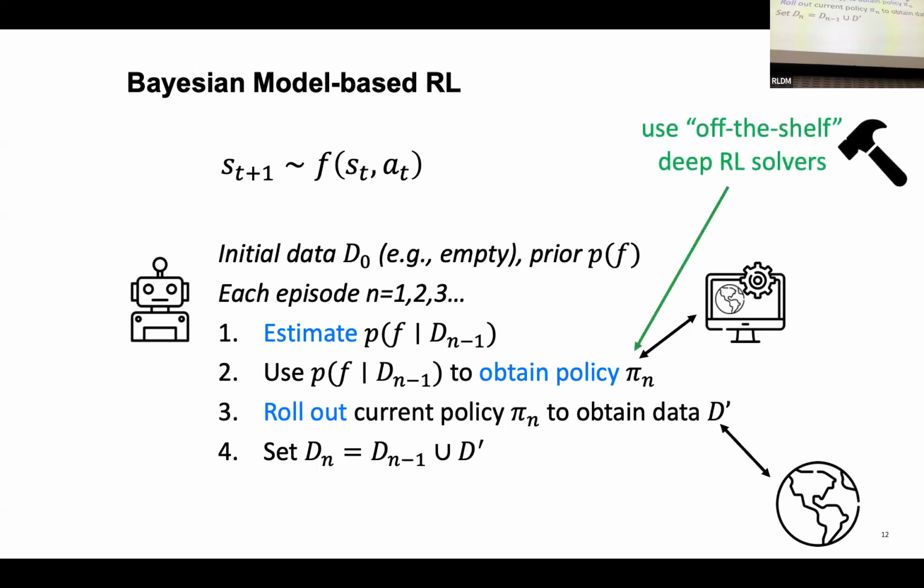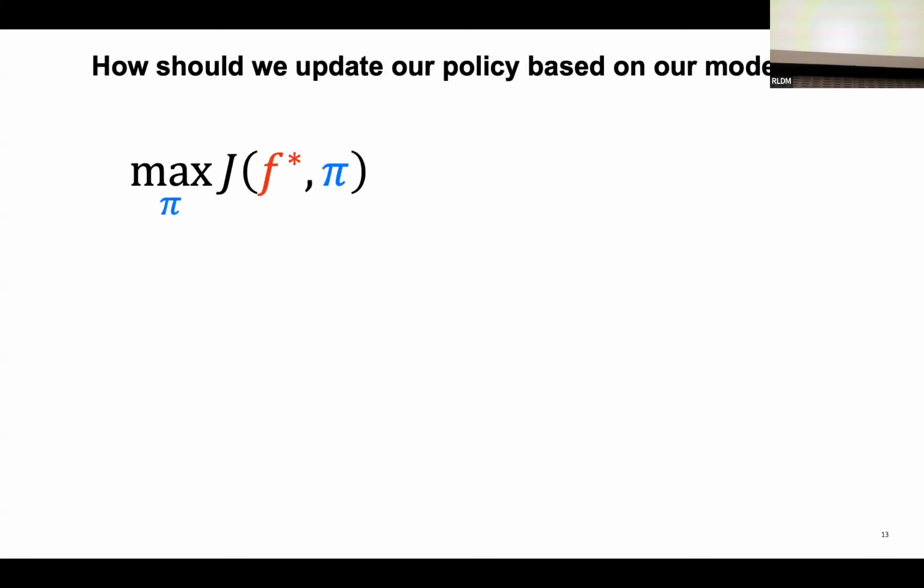Now, the key step is the second one. We want to make sure we're able to use the standard reinforcement learning hammer to solve these problems. So let's zoom into that step and look a little bit further at what's going on here.